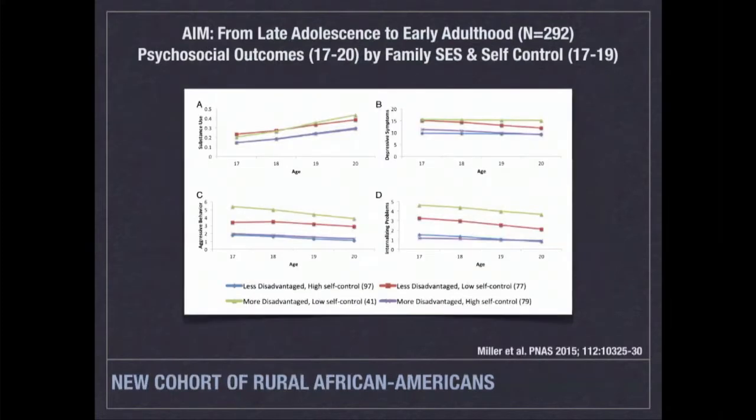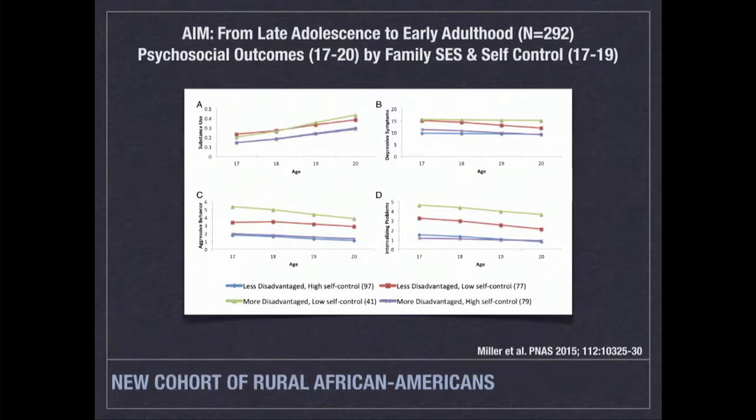When you do that and you trace out psychosocial trajectories, what you see very consistently is that self-control is what matters. The kids who have high levels of self-control, as rated by their teachers and their parents, do better psychosocially over this period, regardless of their family's socioeconomic conditions. They have less substance abuse, fewer internalizing symptoms, and less aggressive behavior. So self-control really seems to be what carries the day here, not socioeconomic status.